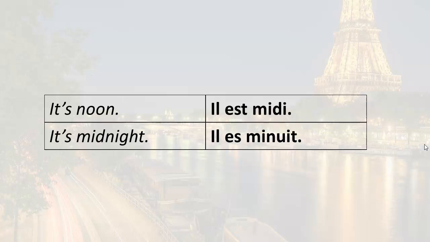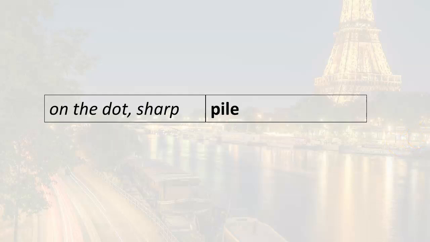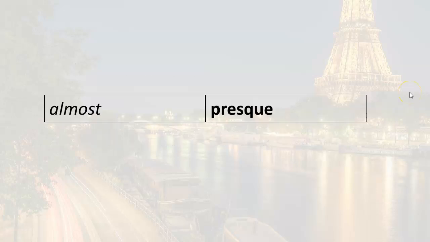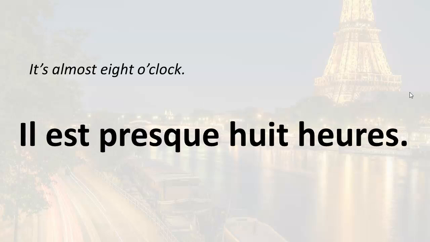First we have for noon, il est midi, and it's midnight, il est minuit. If you want to say on the dot or sharp, referring to a particular hour, use the expression pile. So if I want to say it's 8 o'clock on the dot, il est 8 heures pile. Almost is presque. So if you want to say it's almost 8 o'clock, il est presque 8 heures.